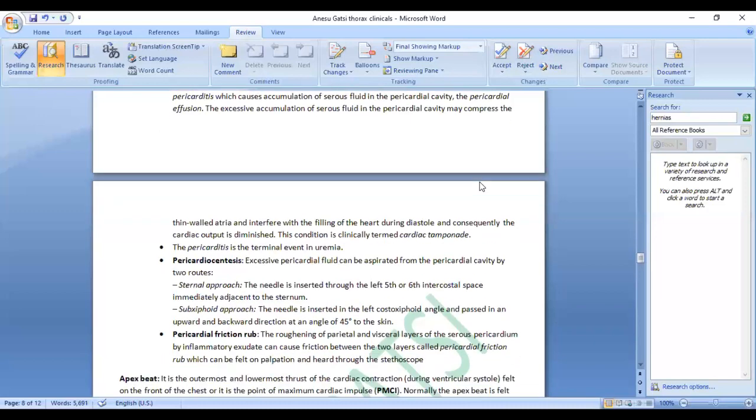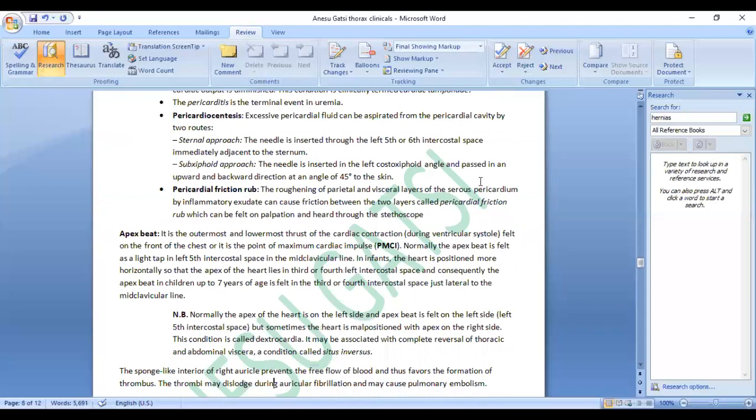Then in this condition, you may also have pericardial friction rub, and this may also be felt on palpation or heard through the stethoscope. Then you have what is known as the apex beat of the heart, which is the outermost and lowermost thrust of the cardiac contraction during ventricular systole. It is actually the point of maximum cardiac impulse, referred to as PMCI. So it is normally felt as a light tap in the left fifth intercostal space in the mid-clavicular line, 9 centimeters from the sternum, of course.